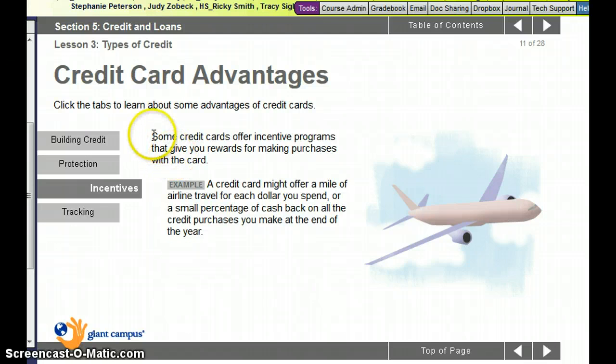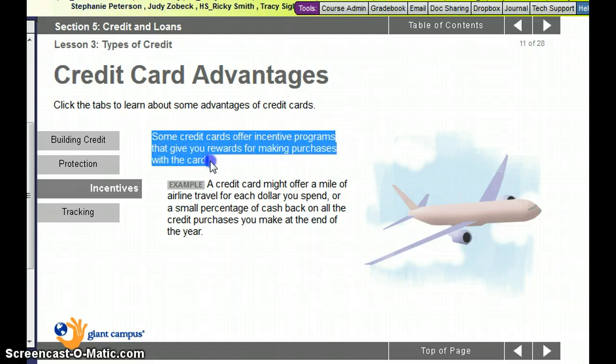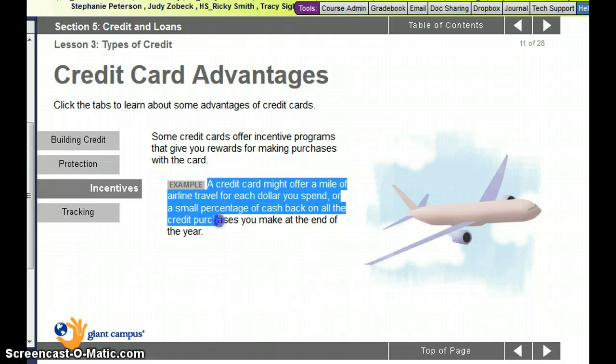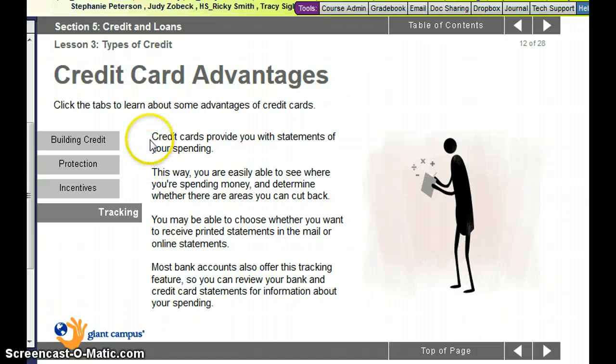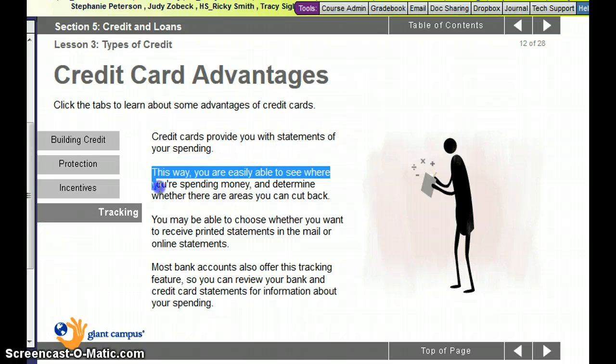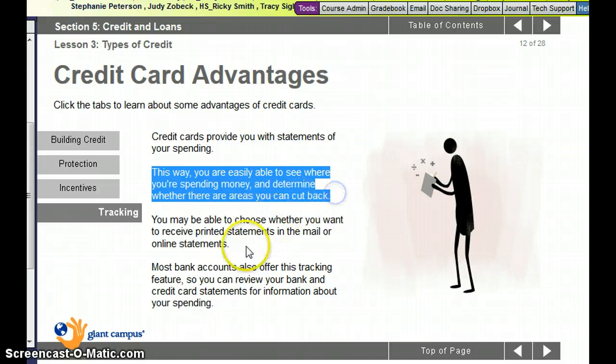There are also incentives as an advantage of a credit card. Some credit cards offer incentive programs that give you rewards for making purchases with the card. A credit card might offer a mile of airline travel for each dollar you spend, or a small percentage of cash back on all credit purchases you make at the end of the year. Another advantage is that credit cards provide you with a statement of your spending. This way you're easily able to see where you're spending money and determine areas where you can cut back.